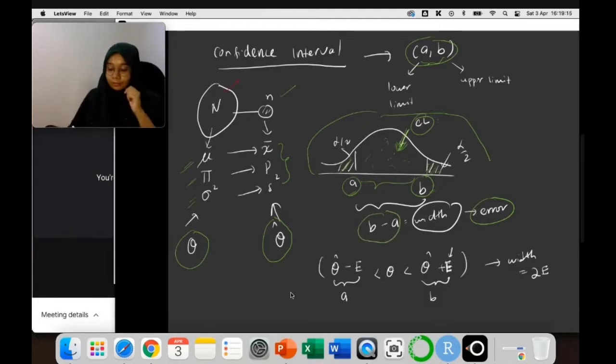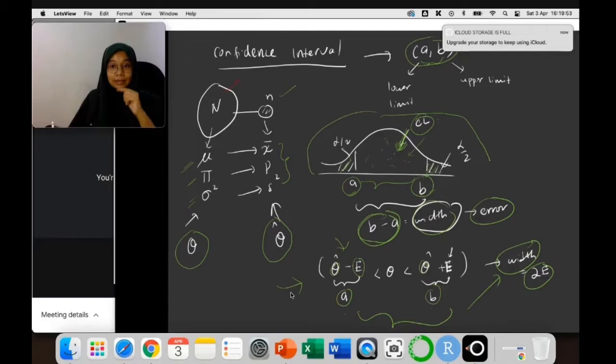Okay, so from the probability under the curve here, we know that when we do estimation, there will always be error. So the estimation for the lower limit is theta cap minus error, and for the upper limit, theta cap plus error. Estimation always has error, tak ada pun yang tak ada error. So from this, we derive B minus A, you will get 2E. So width equals B minus A, upper boundary minus lower boundary, and width also equals 2 times the error.